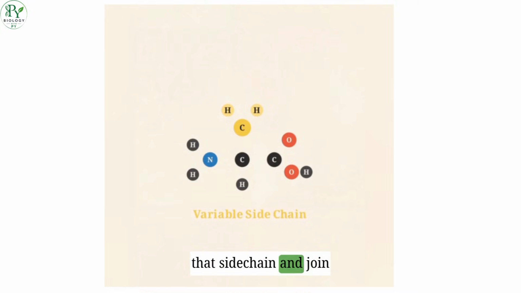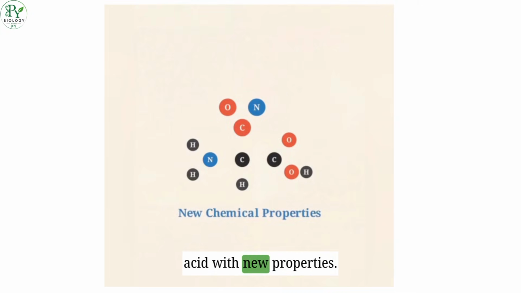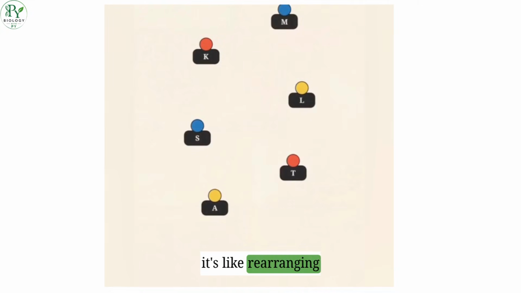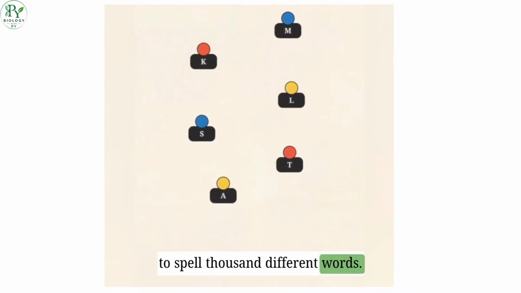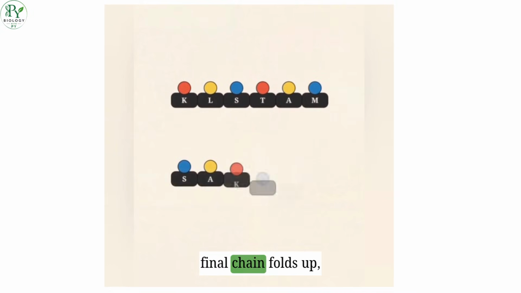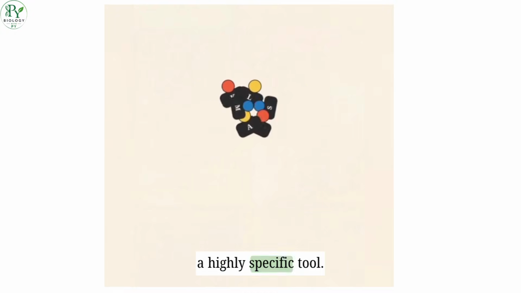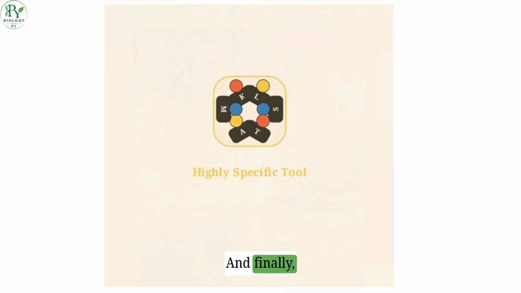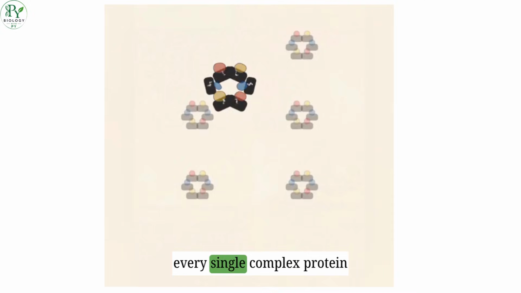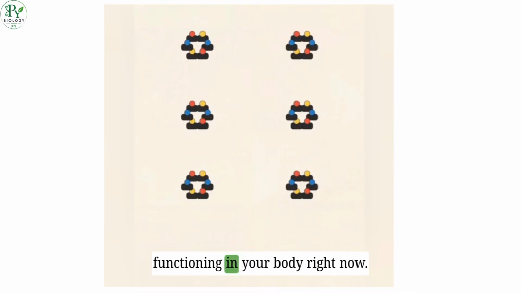Remove that side chain and join on a different one, and you instantly create a completely different amino acid with new properties. Link these unique pieces together in different orders, and it's like rearranging a few letters to spell thousands of different words. This final chain folds up, locking those unique properties into a highly specific tool. And finally, this simple side chain swapping process builds every single complex protein functioning in your body right now.